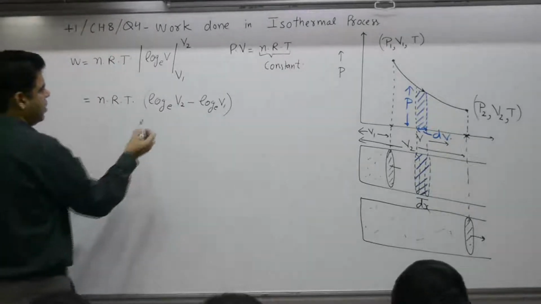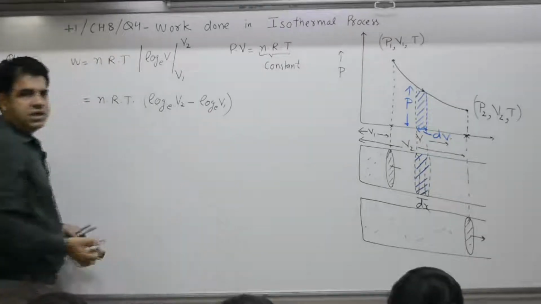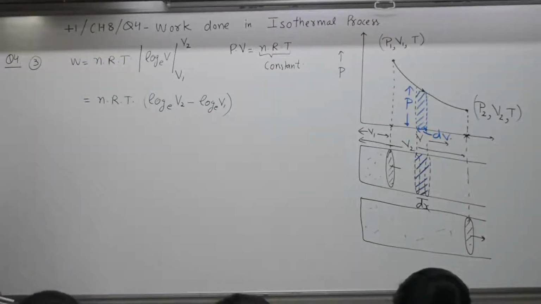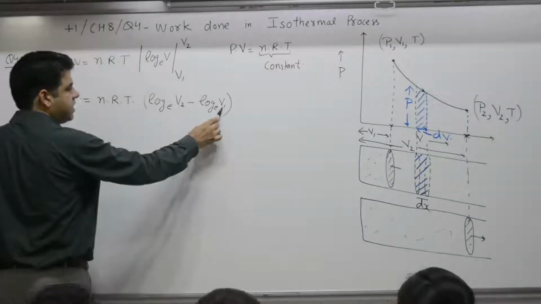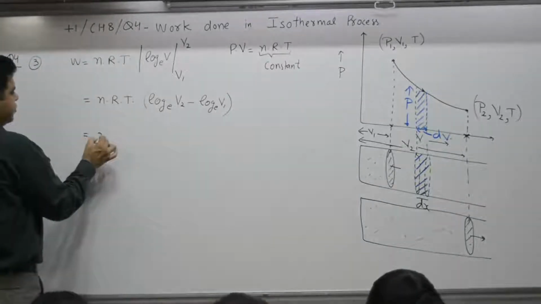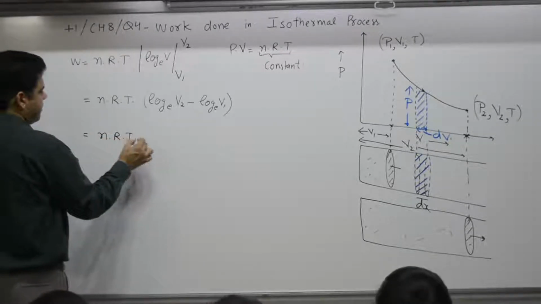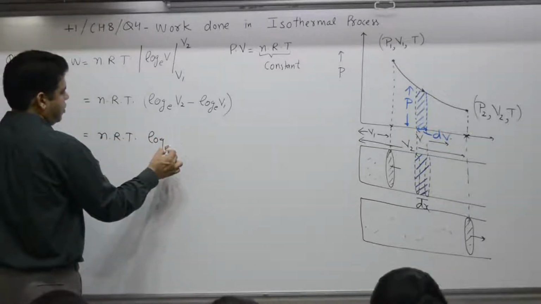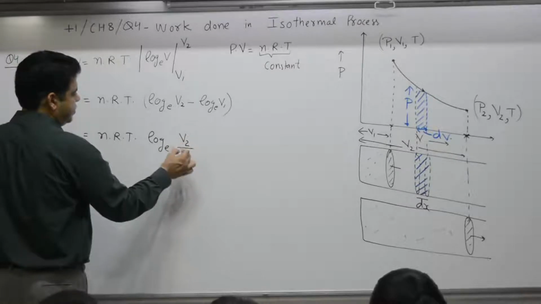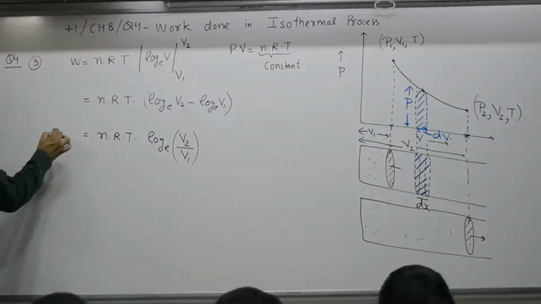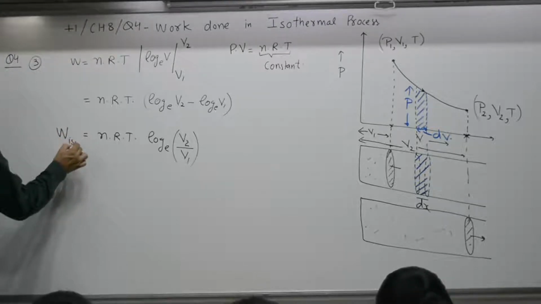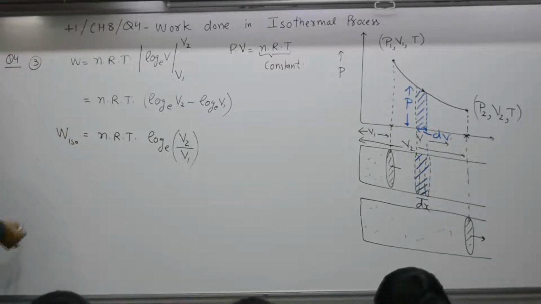Now the next formula, log of A minus log of B. Yes. Log of A by B. Log of A minus log of B is log of A by B. So what you get is nRT log of V2 by V1. So work done in isothermal process is this one.